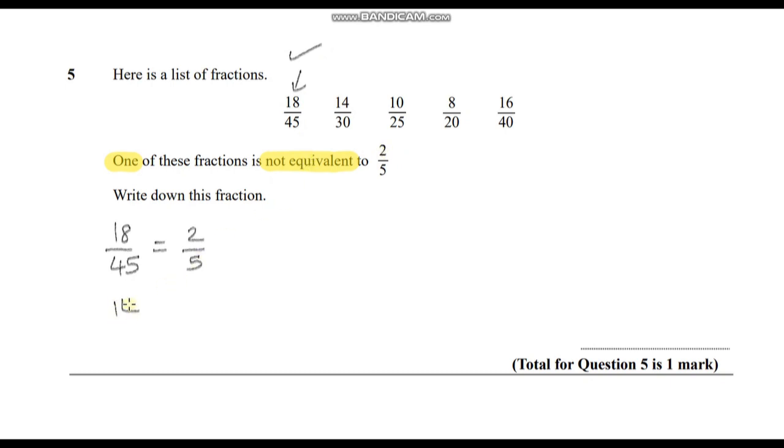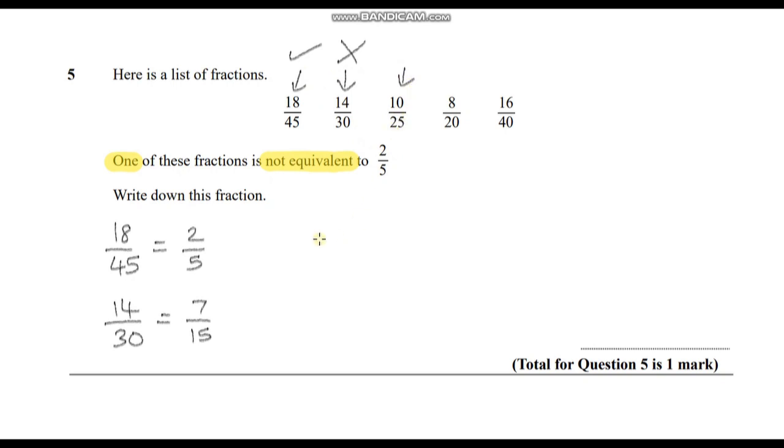Now let's do the same one to 14 over 30. So let's just type that into our calculator. Now, I'm being lazy because I could work this out, but I'm just using the fact that it's a calculator exam. And when we simplify this, we get 7 over 15. So 14 over 30 is not equivalent to 2/5. Now we can stop there because in the question it says one of these fractions is not equivalent to 2/5. But let's just keep going just to make sure.